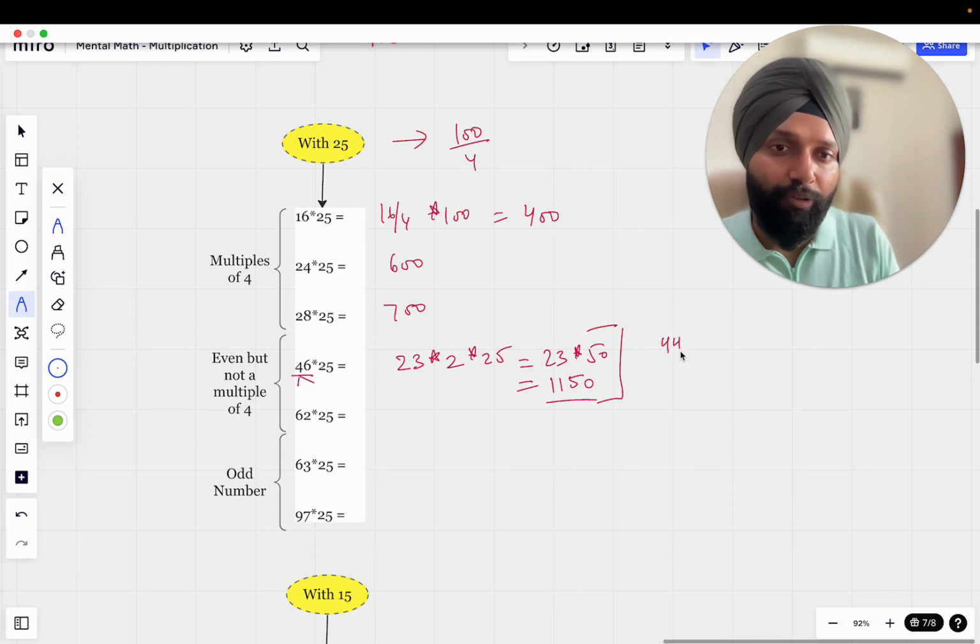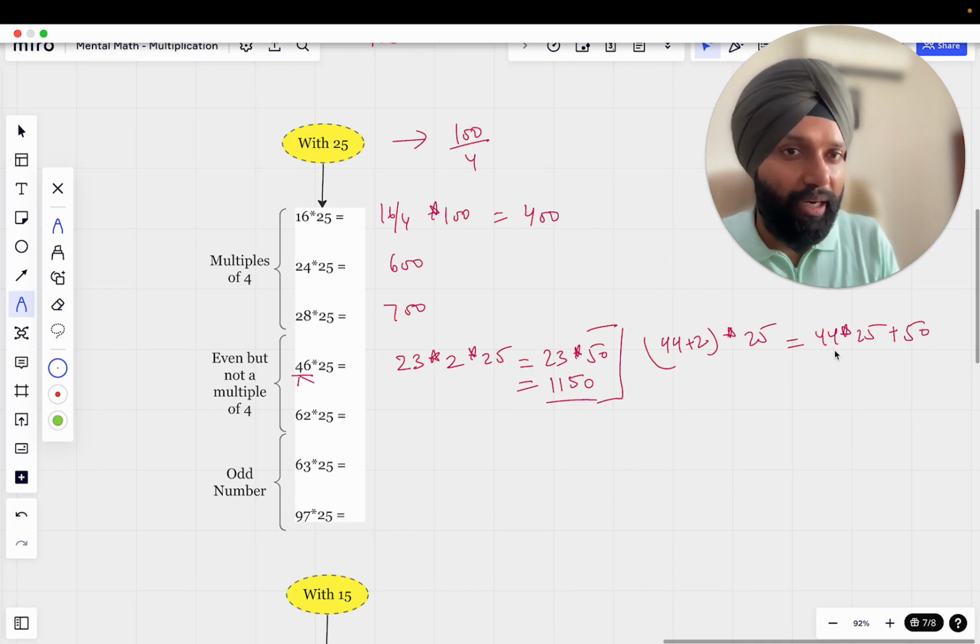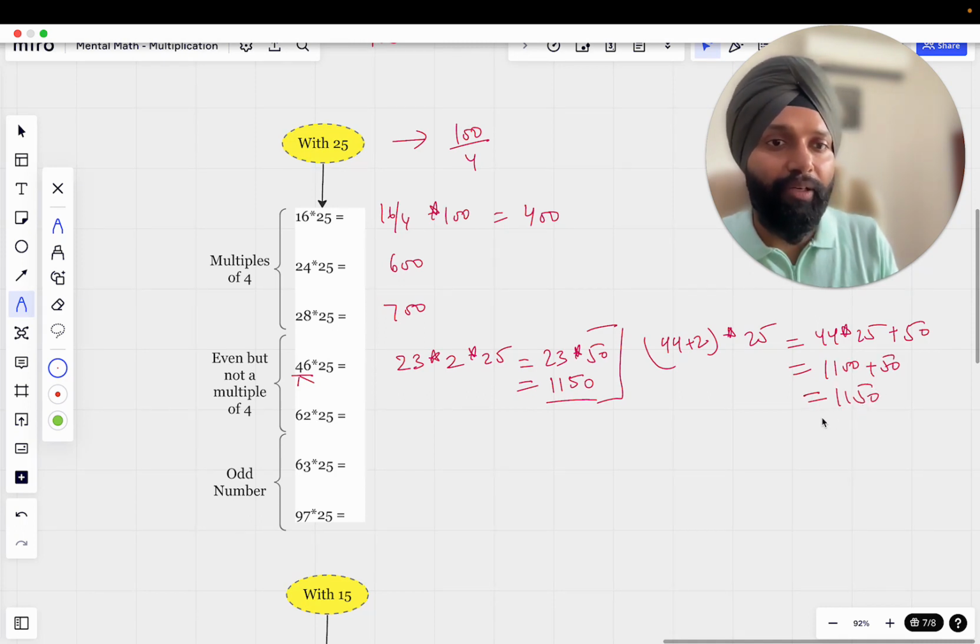So you'll have 44 plus 2 into 25, right? I can think of 46 as this. So this becomes 44 into 25 plus 2 into 25, which is 50. So 44 into 25 is just divided by 4 and multiplied with 100. So it becomes 1100 plus 50. So it's 1150. Okay, now you may be thinking this is probably easier than this.